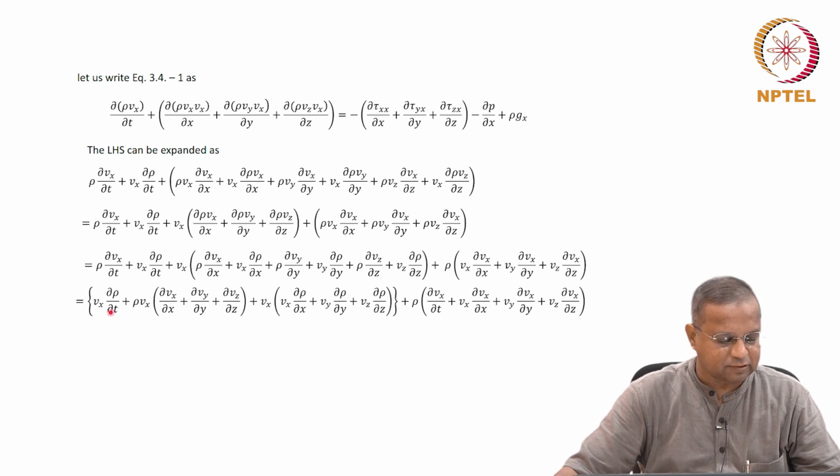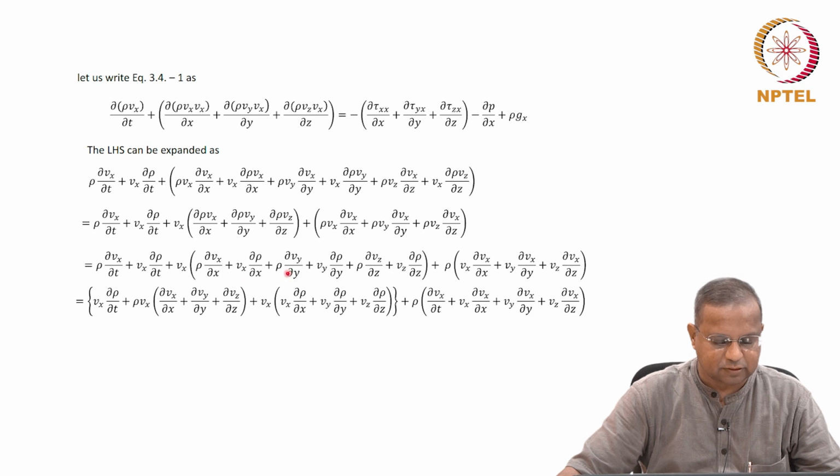These terms remain from the first two terms, Vx ∂ρ/∂t, plus let me pull out ρVx. Vx is here, ρ is here. So this term and this term together: ρVx times ∂Vx/∂x plus ∂Vy/∂y plus ∂Vz/∂z, that gets combined into this.